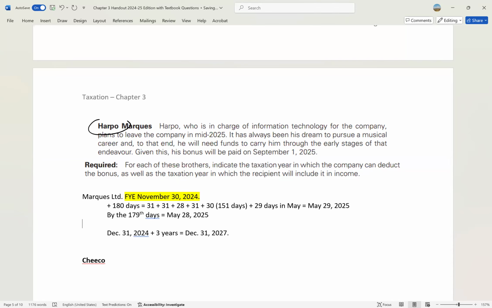So, it's usually going to be about 6 months, but because of months with 31 days, it's usually just under 6 months from the fiscal year end. So that's the 179th day, May 28th, 2025.